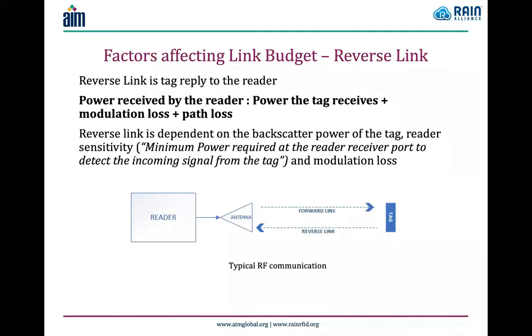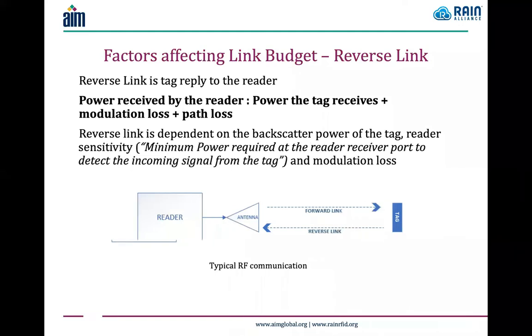Now, in a reverse link, the tag modulates its antenna's load impedance to send that information back, more commonly known as backscatter power. And this could be calculated. It is dependent on the power received by the reader and can be calculated as indicated in the equation below. Now, reverse link is dependent on the backscatter power of the tag and reader sensitivity plus the modulation loss.